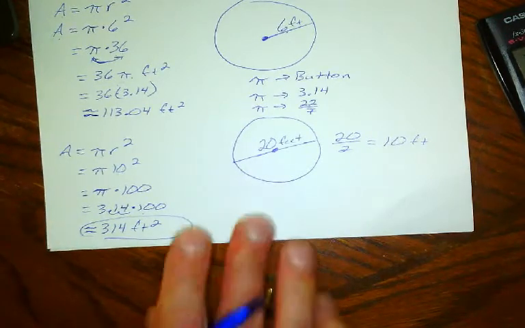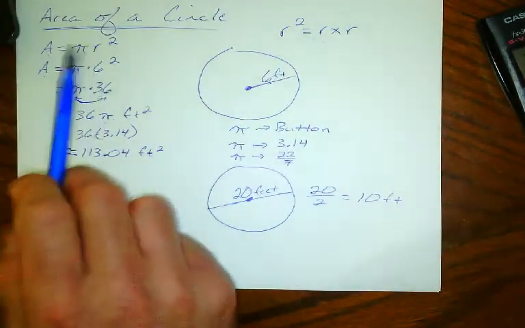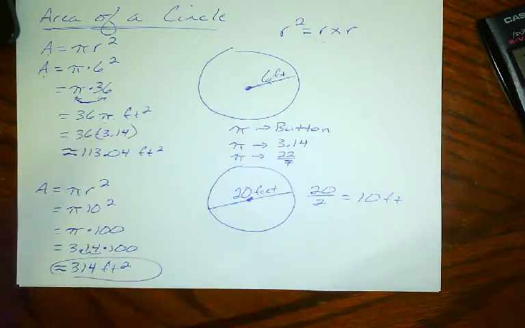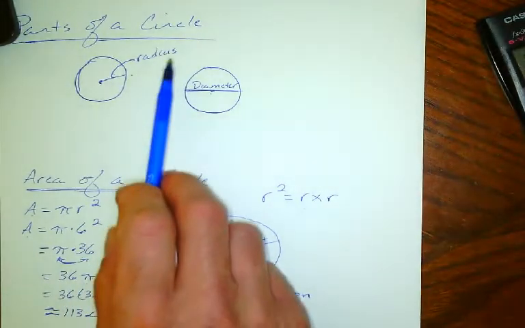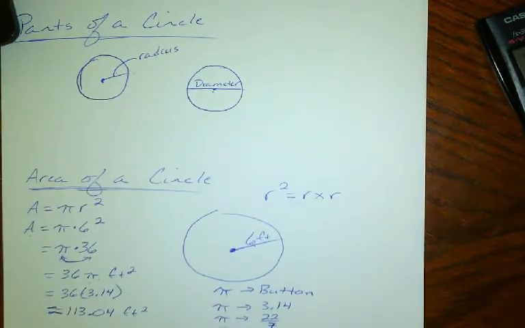Alright guys, so this lesson gave you the formula for finding the area of a circle. You need a radius. We also talked about the different parts of a circle, the relationship between a radius and a diameter. As always, if you guys have any questions, feel free to send me a message.